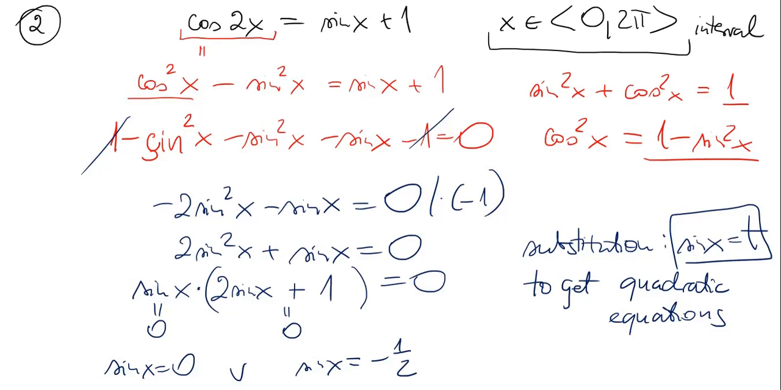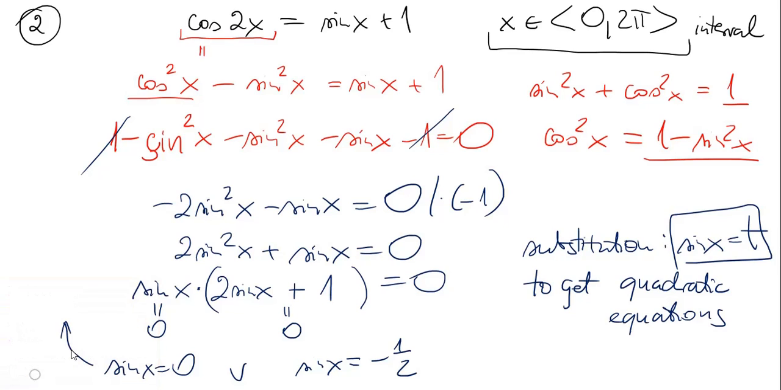So let's split into 2. So we have sine x equals 0 and 2 sine x plus 1 equals 0, and we have 2 very simple trigonometric equations.